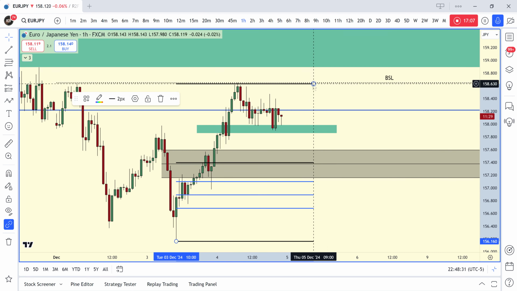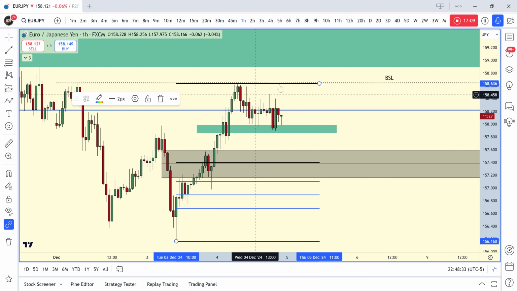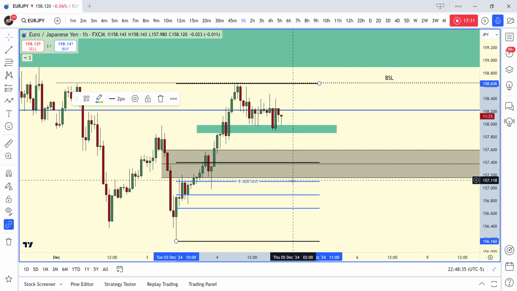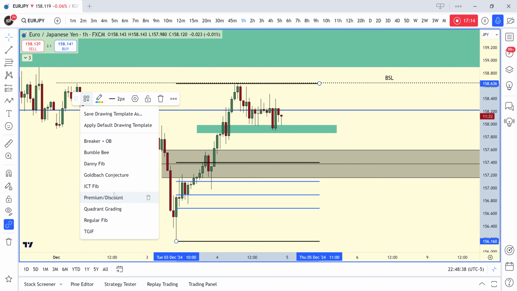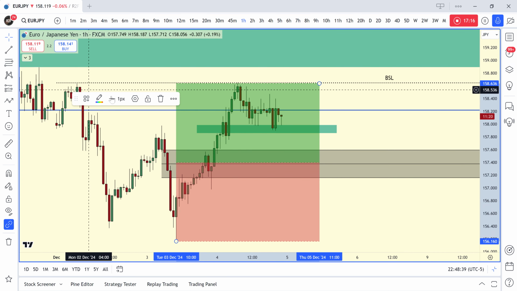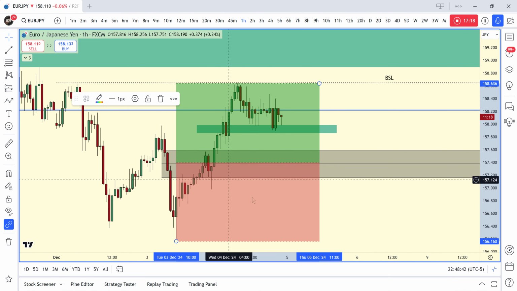Okay, when a lot of structure is forming, it's good to wait for price to come down to a discount level. Pretend up here is premium, down here is discount, and of course your OTE all the way down here. But equilibrium would be nice, coming down to equilibrium.